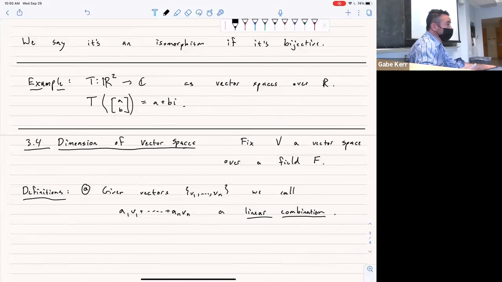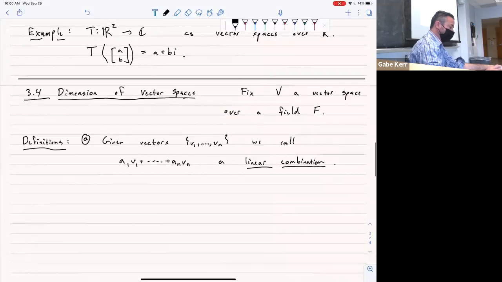Use that language very frequently. Vocabulary. Here are the Ai's. These are in our field. Those are the only things we're allowed to use as scalars.